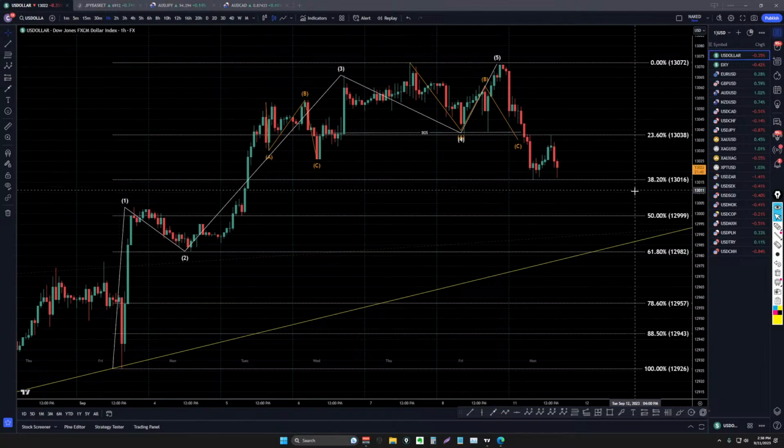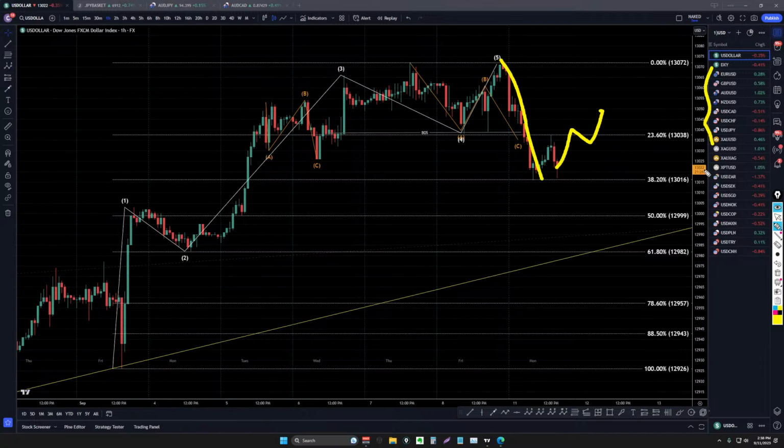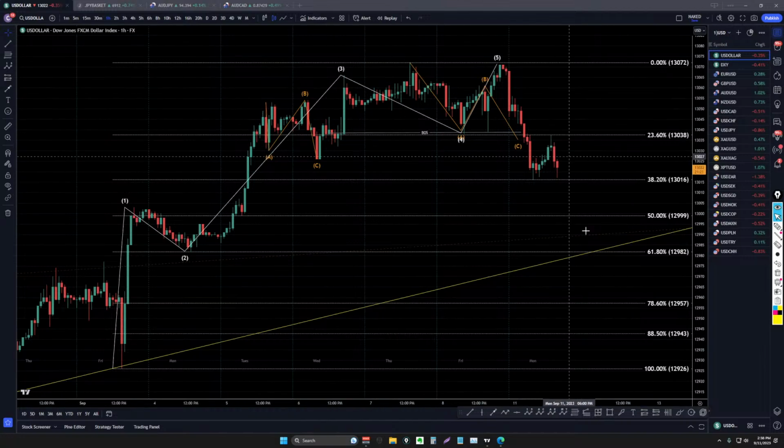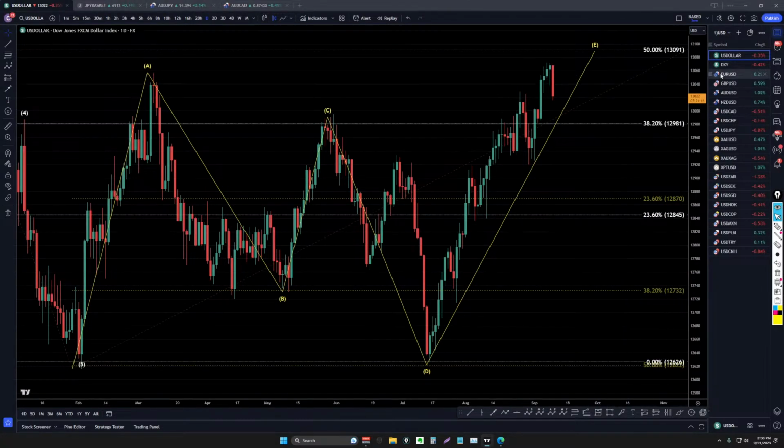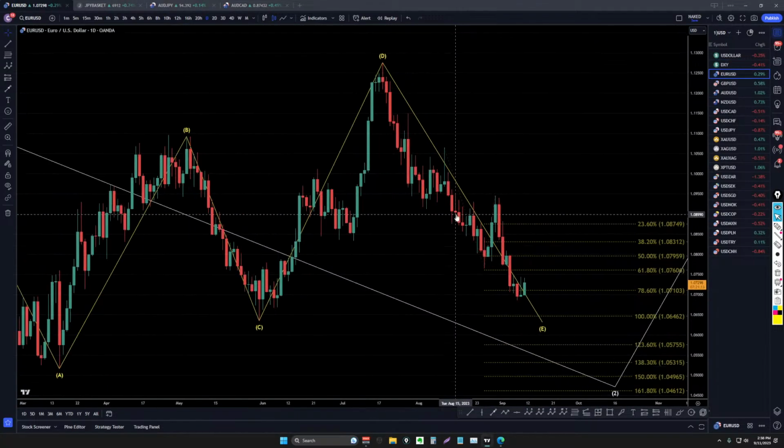So if that's the case, then we want to take that information that we just learned from analyzing the dollar index, and we want to apply that information to all the dollar pairs. If we think that the dollar index is going to go up and make a correction to this move down, then the dollar pairs are probably going to do something very similar. So we need to keep this analysis in mind while we're analyzing all the dollar pairs, even gold. So let's head back up to the daily and head down to the euro dollar.